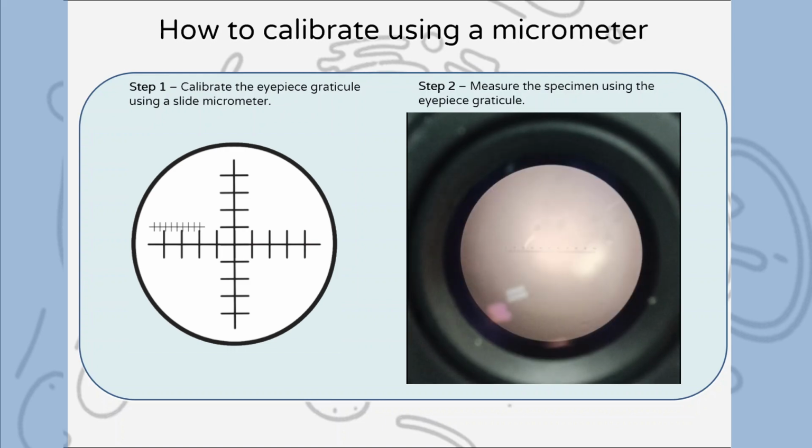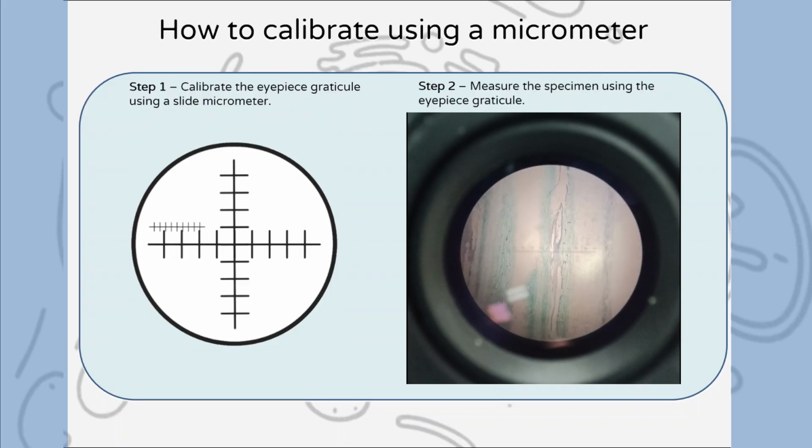Next, we want to remove the micrometer and add our specimen slide, making sure we don't touch the focusing wheel and take our magnification out of focus. We then line up the graticule with what we're trying to measure and use the scale, which we've already calibrated, to measure an object, a tissue, or a cell size on that new specimen slide.